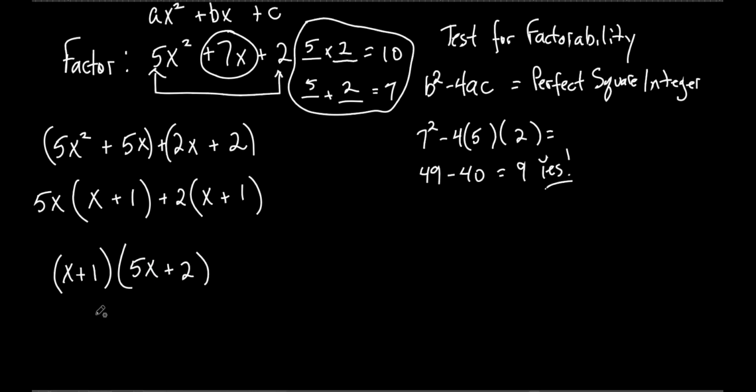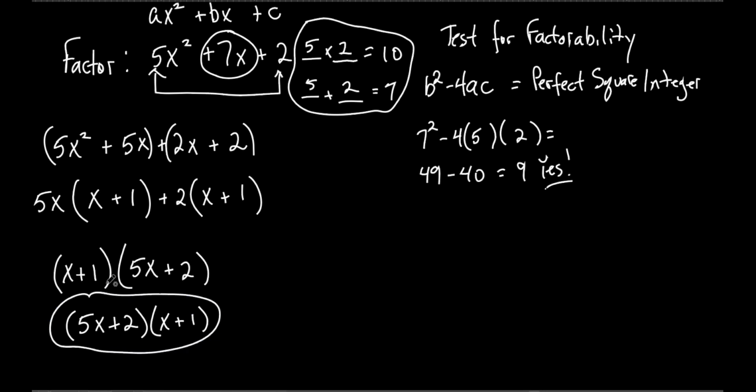It does. Now, it's in a little different order. You could keep it like that. It's perfectly fine. But most of the time, if you look at an answer key, they would put the bigger one first. But it does not matter. Either one of those. But this is probably more like an answer key would give you. All right, they just put the 5x plus 2 first. And there you go. It's factored.